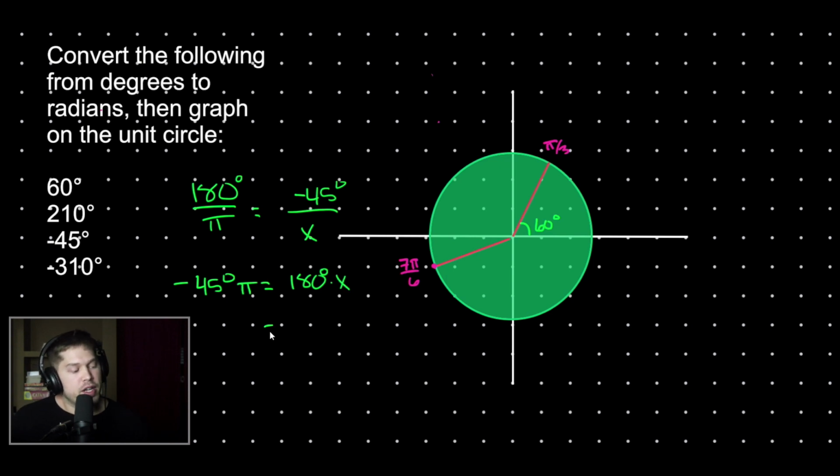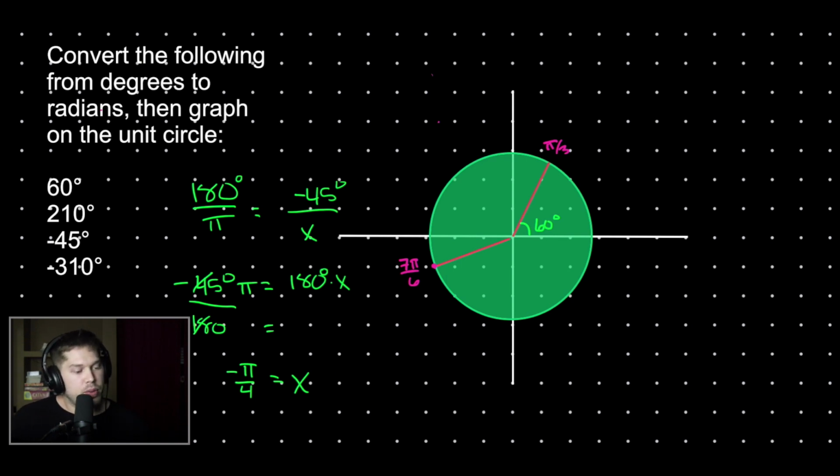Next, we can divide both sides by 180 degrees. Now it is important to recognize that 45 times 4 is 180. So whenever we divide both sides by 180, we can cancel out a 45 and just be left with pi over 4. So this will be negative pi over 4 is equivalent to our unknown value x.